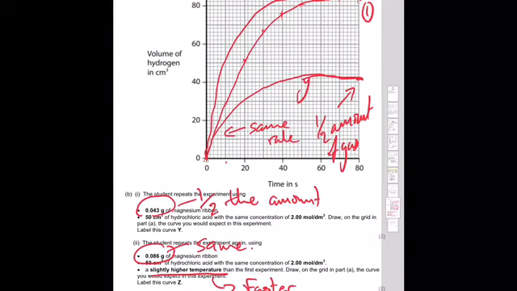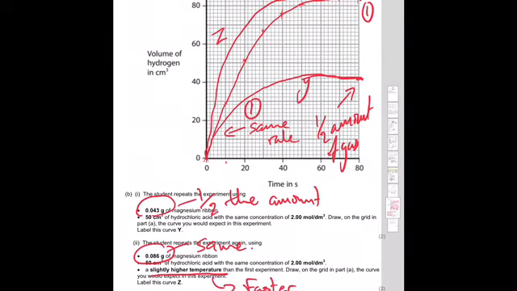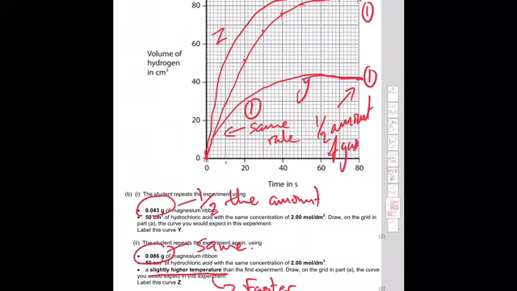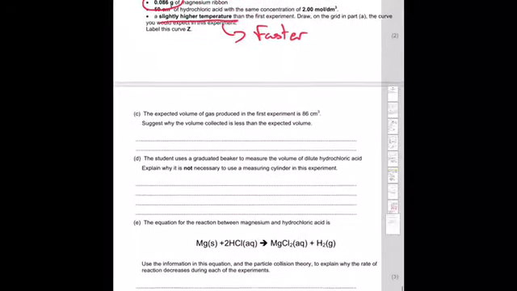84. So we need to label that Z and Y. So the feature there, so that's 1 for the rate, 1 for the amount. Here the rate is steeper, and there the end point is the same. So that's how we marked it. Good question, I like that one.